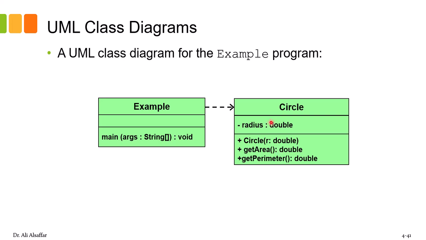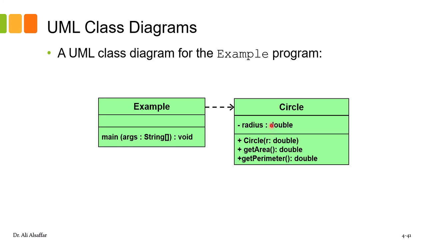For the data and for the methods, we have private and public. We use minus for private in front of the name of the data member or method, and we use a plus for public. So now radius is private, so we have minus. Circle is a plus, so it is public. Get area is a plus, so it is public. Get parameter is a plus, so it is public.